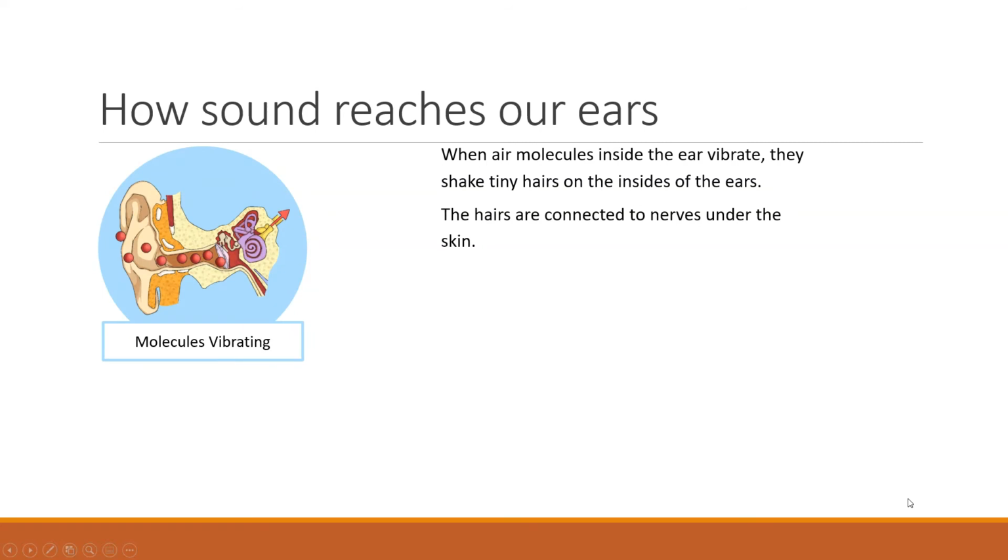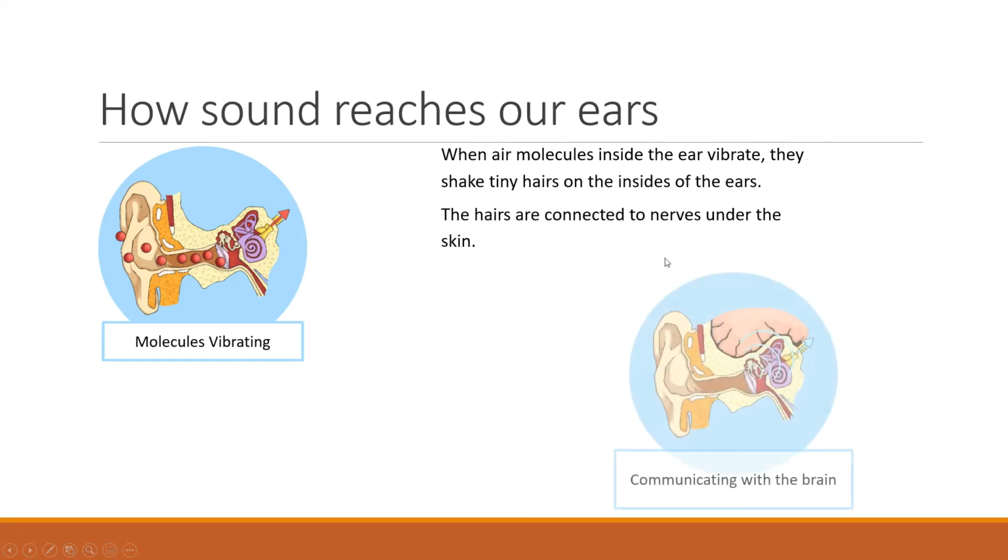Now we're going to move on to looking at the human ear. How sound reaches our ears. When air molecules inside the ear vibrate, they shake tiny hairs on the inside of the ears. So we actually have hairs all the way down our ears. The hairs are connected to nerves underneath the skin. All that nerves do is they send information to our brains.